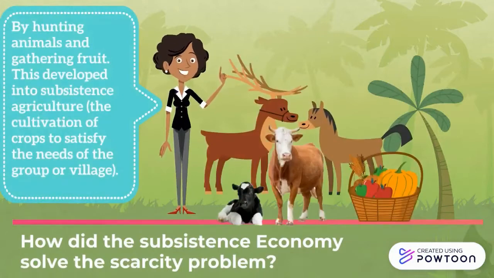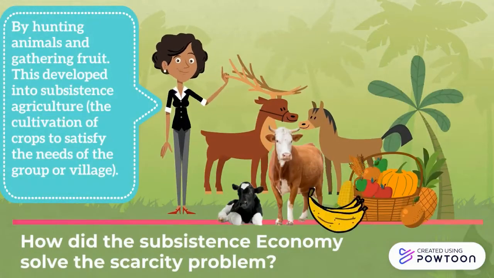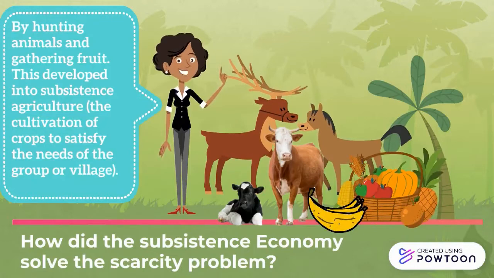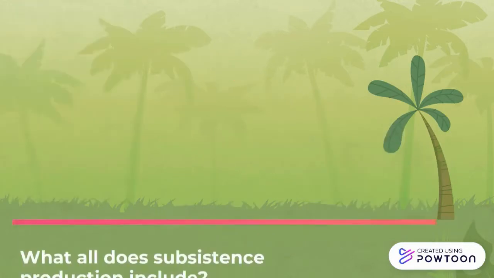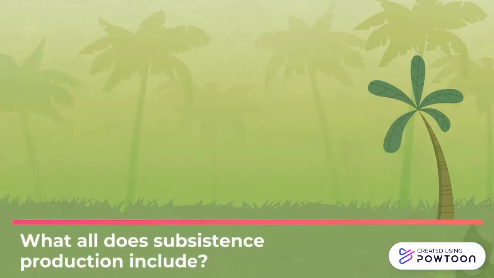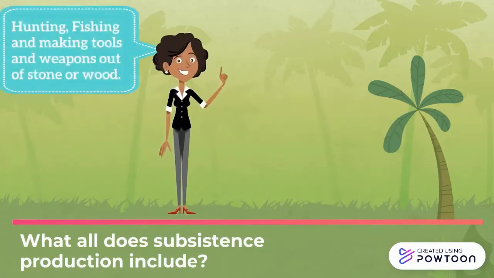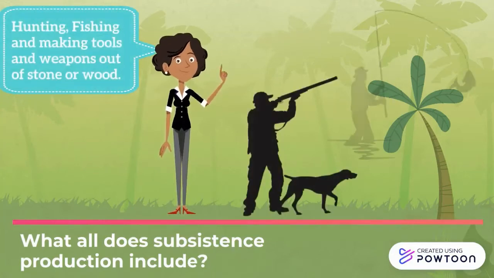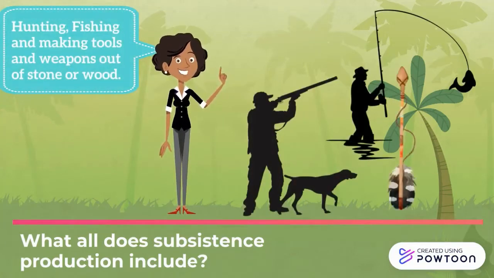How did the subsistence economy solve the scarcity problem? By hunting animals and gathering fruit, this developed into subsistence agriculture, the cultivation of crops to satisfy the needs of a group or village. What all does subsistence production include? It included things like hunting, fishing, and making tools and weapons out of stone or wood. Let's look at another video giving you a little bit more about the subsistence economy.